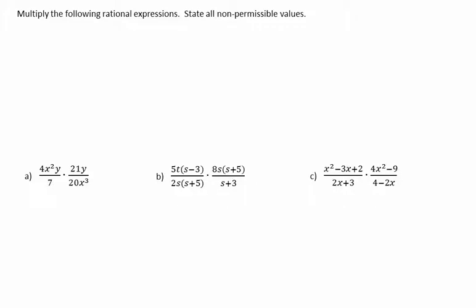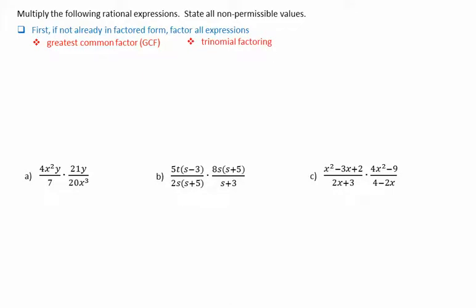Multiply the following rational expressions. State all non-permissible values. In order to multiply rational expressions, first, if the expressions are not already in factored form, factor all of the expressions on the numerators and denominators. To do this, we could use the greatest common factor method. We might use trinomial factoring if we have trinomials, or if we have binomials that are difference of squares.